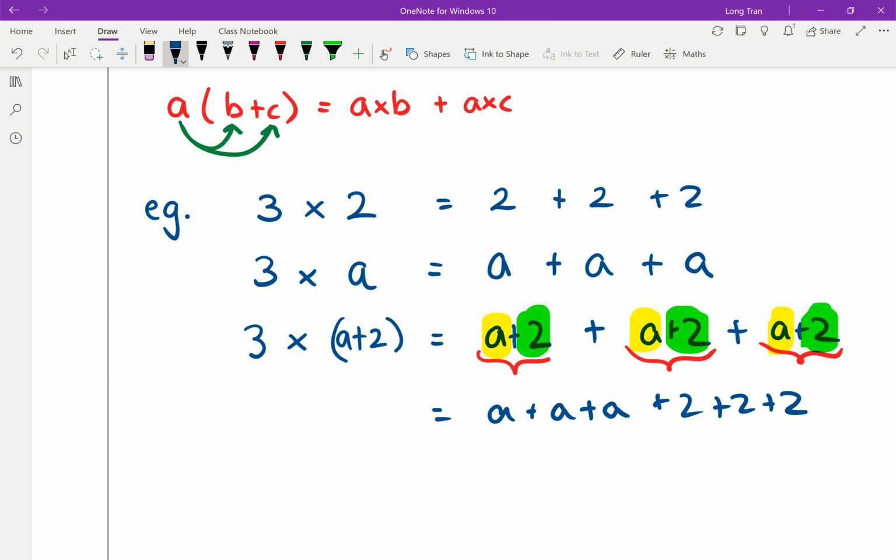But what's beautiful is we just said before that a plus a plus a is the same as writing what? What's a plus a plus a the same thing as writing? 3 times a. Very good. This actually just means 3 groups of a.